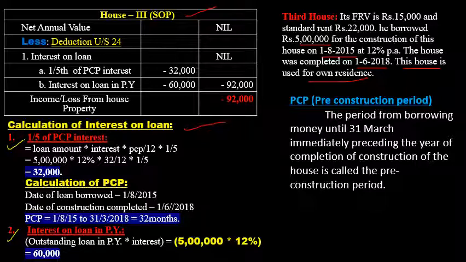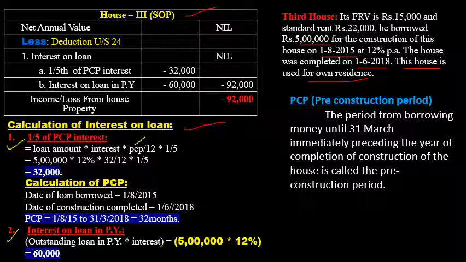First, we will substitute the values which are given in the problem into the equation. Loan amount is 5 lakh, which is given in the problem. Rate of interest is 12%, that is also given in the problem. Next is PCP, the pre-construction period. That is not given in the problem directly, so we have to calculate it with the help of the date the loan was borrowed and the date construction was completed.